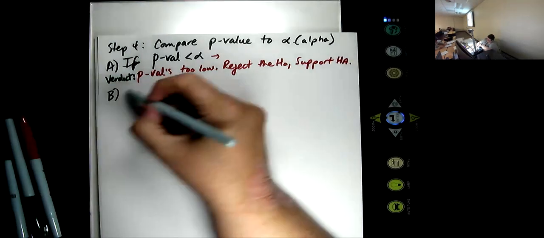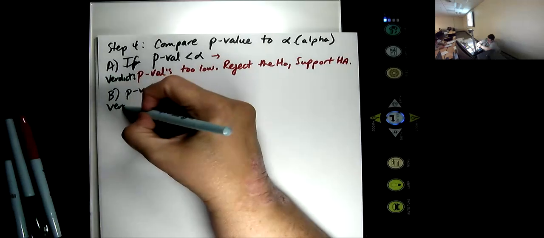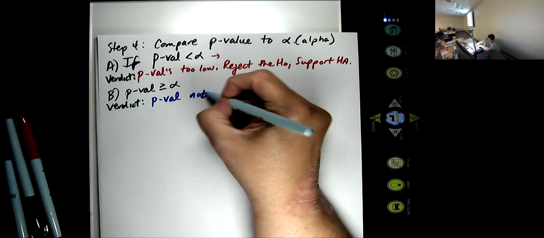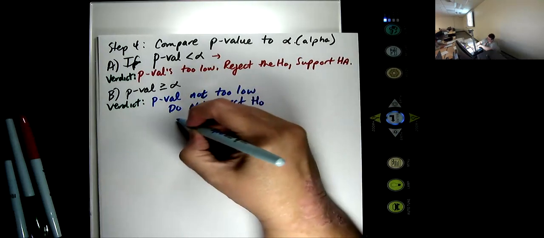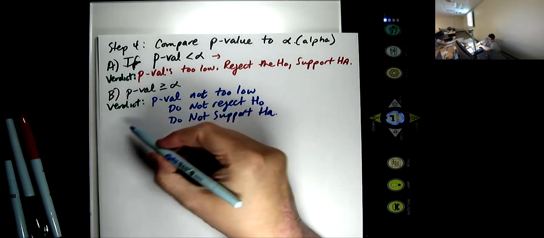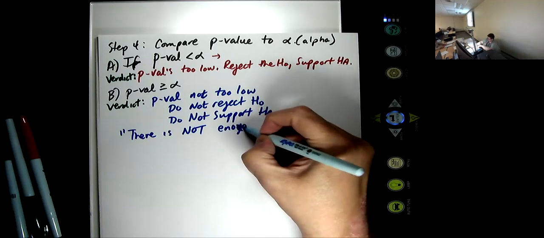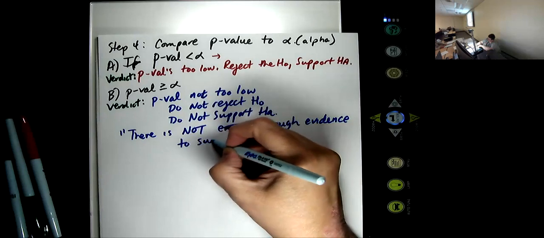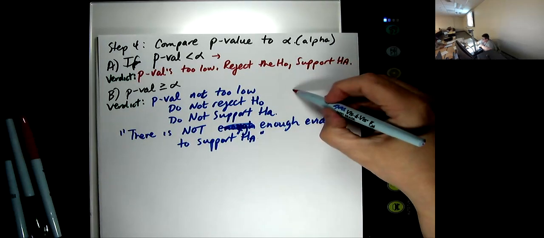Option B, p-value is not too low. It's greater than or equal to alpha. Verdict. The p-value is not too low. Do not reject the H naught. Do not reject H naught. Do not support HA. And our concluding sentence will have, there is not enough evidence to support HA. This is the nots. They go together.